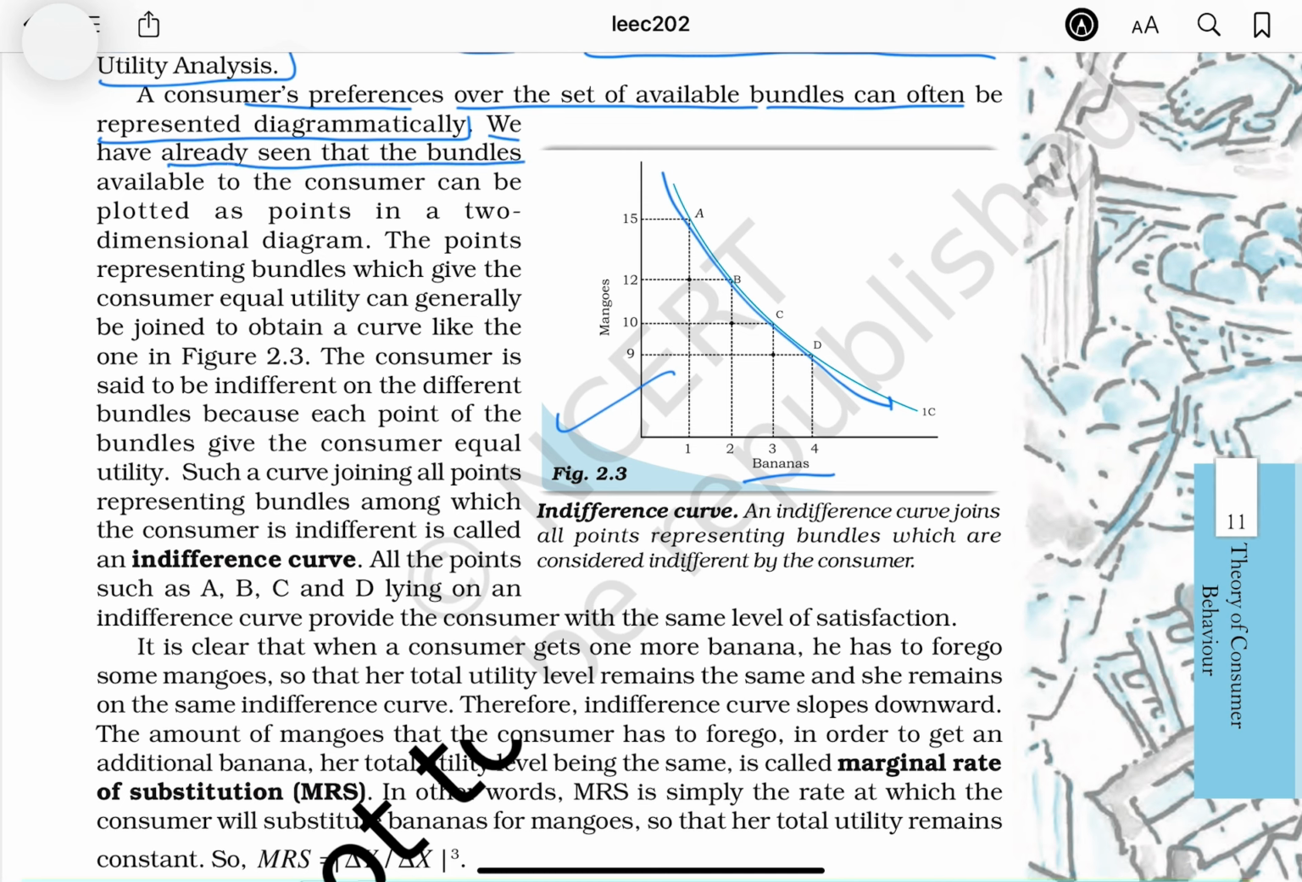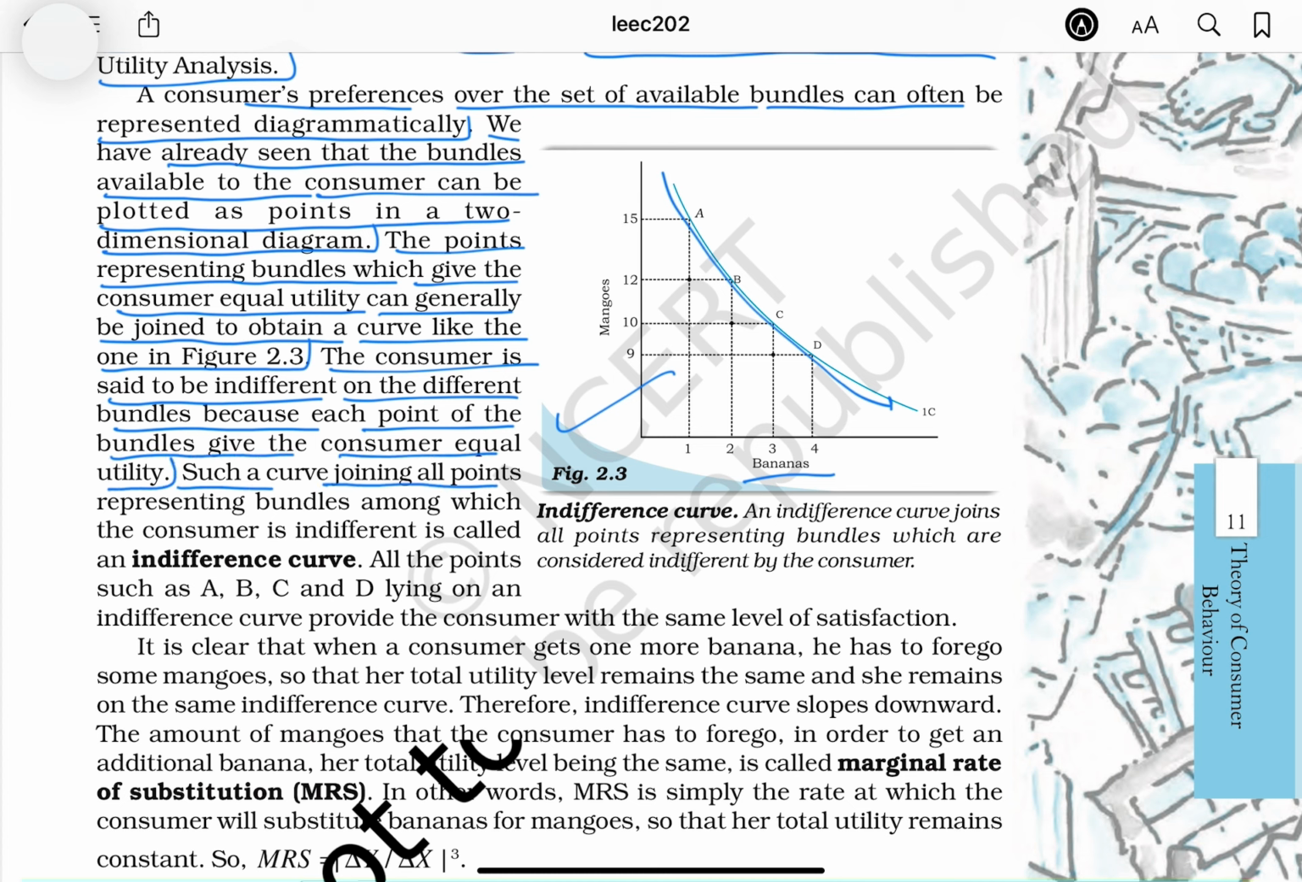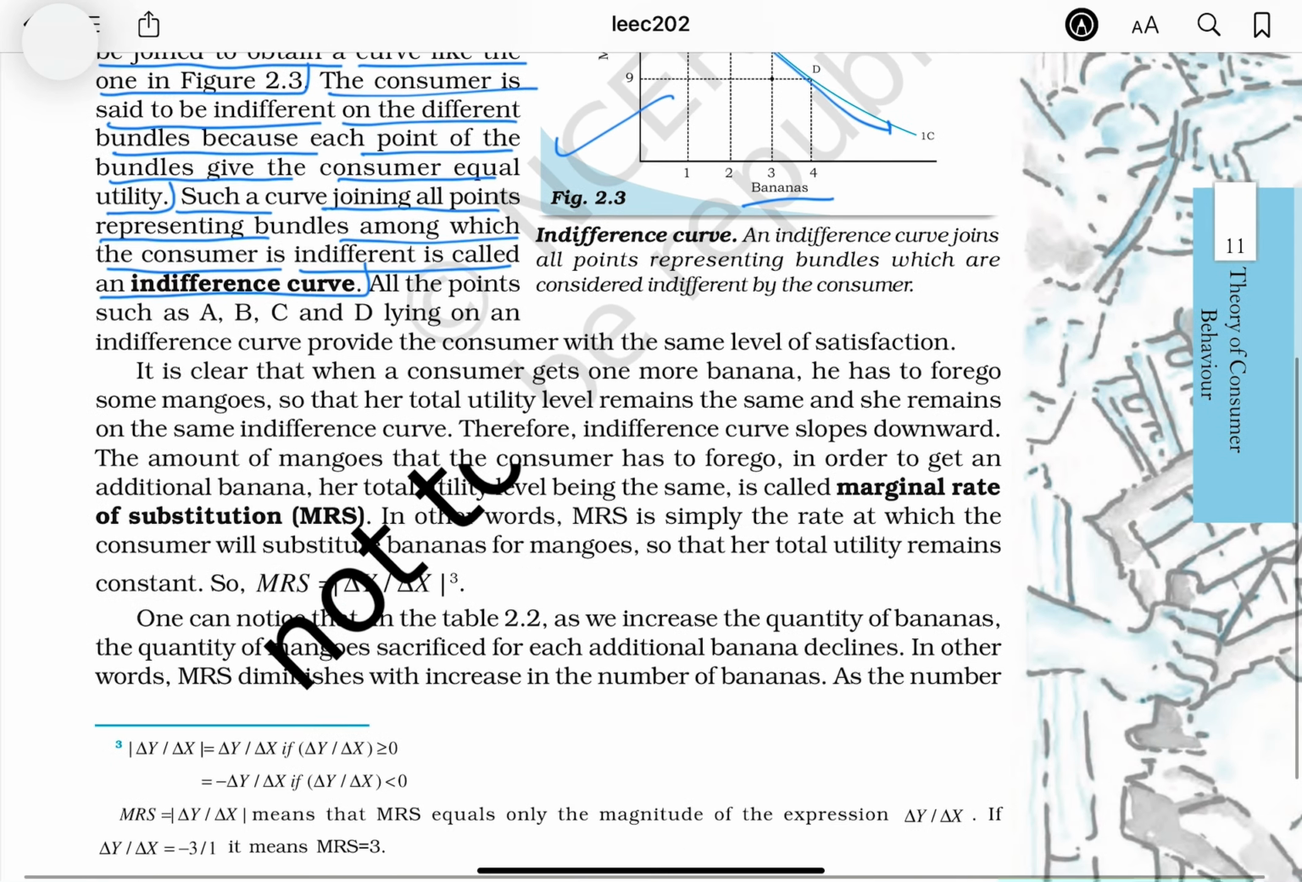We have already seen that the bundles available to the consumer can be plotted as points in a two-dimensional diagram. The points representing bundles which give the consumer equal utility can generally be joined to obtain a curve like the one in figure 2.3. The consumer is said to be indifferent between the different bundles because each point gives the consumer equal utility. Such a curve joining all points representing bundles among which the consumer is indifferent is called an indifference curve.